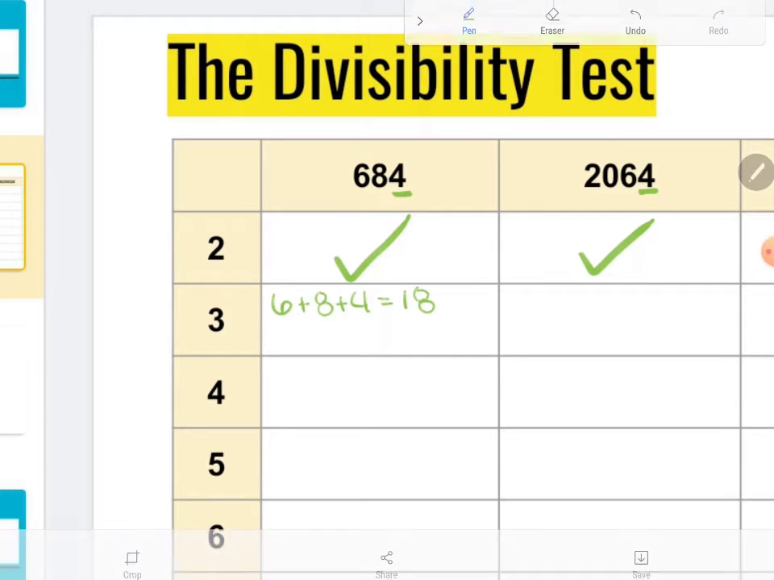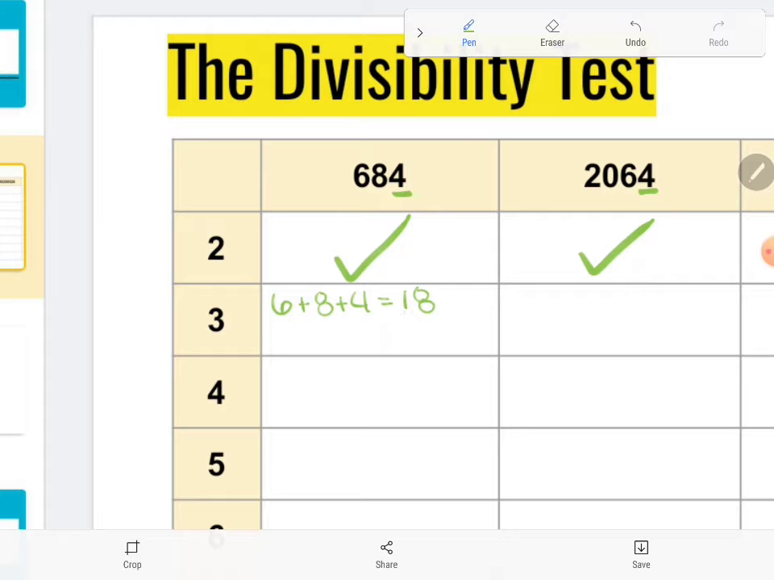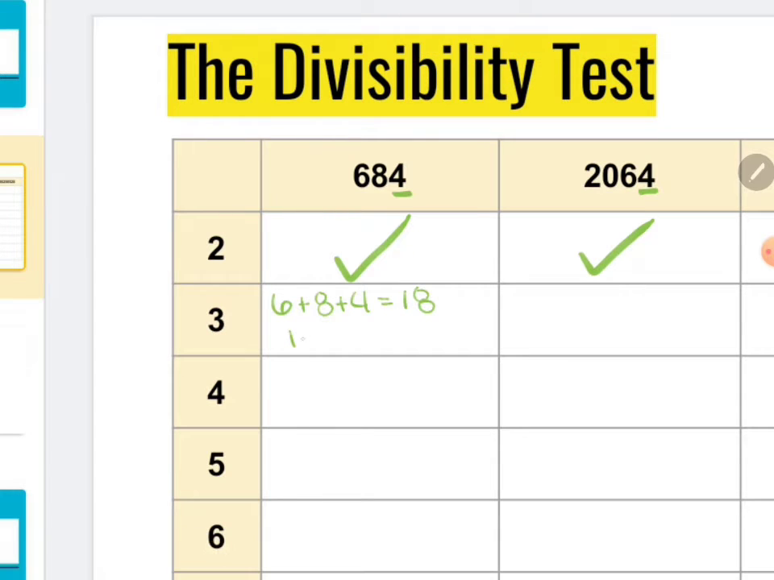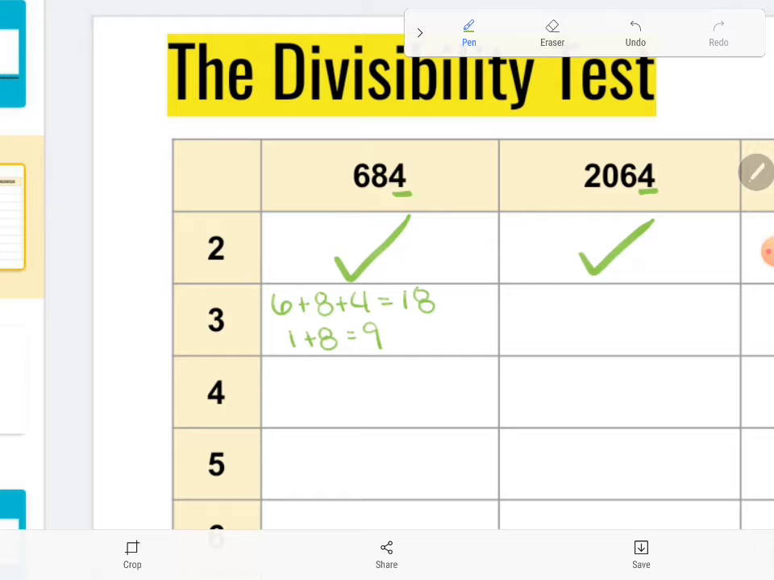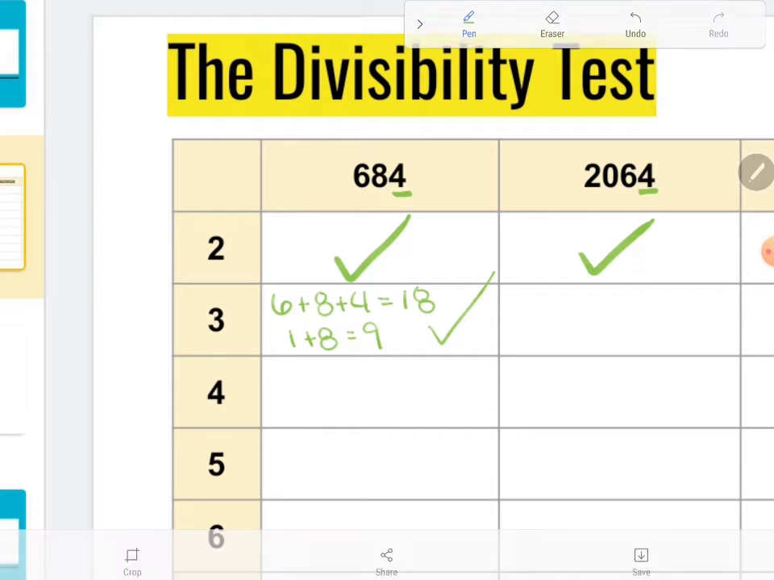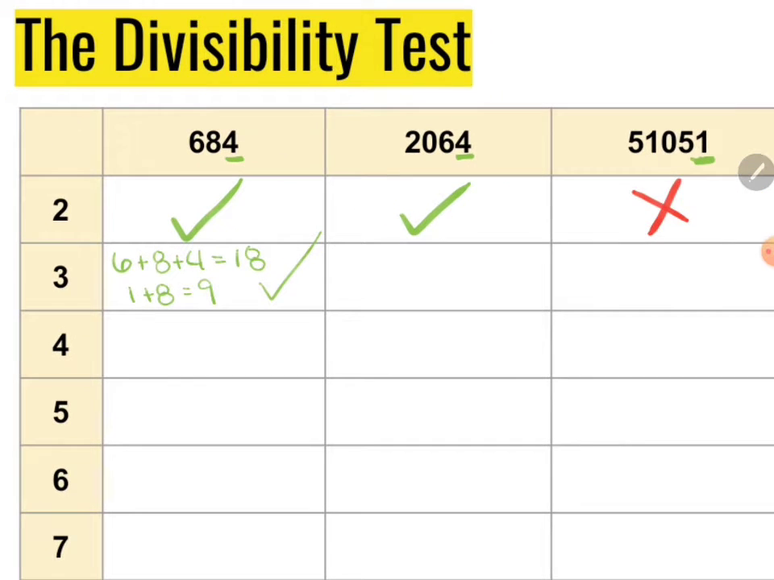And if you want to go a little bit farther with this, you can add the digits in 18. So 1 plus 8 is going to be 9. Well, 9 is actually a number that 3 can go into. 3 can go into 9 3 times. There's no remainder, no decimals, nothing like that. So 684 is divisible by 3. Next, we're going to look at 2064. We're going to add all the digits together: 2 plus 0 plus 6 plus 4.